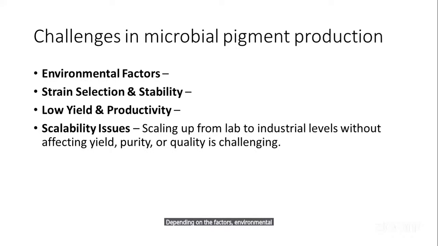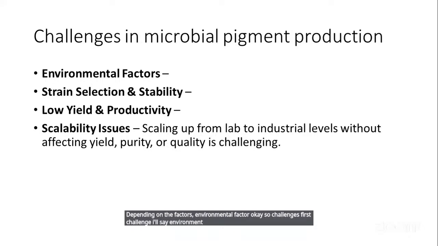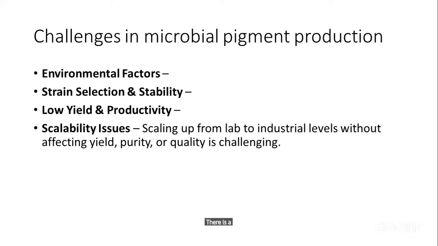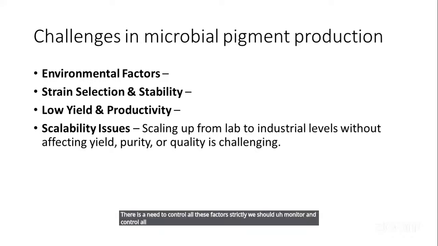So the first challenge, I'll say, is environmental factors, because pH, temperature, and nutrient conditions affect pigment production. There is a need to control all these factors strictly. We should monitor and control pH, temperature, and nutrient conditions strictly if we want to produce a given pigment with high yield.